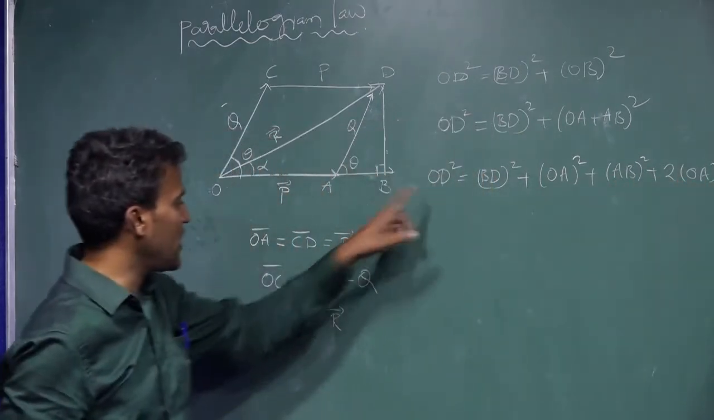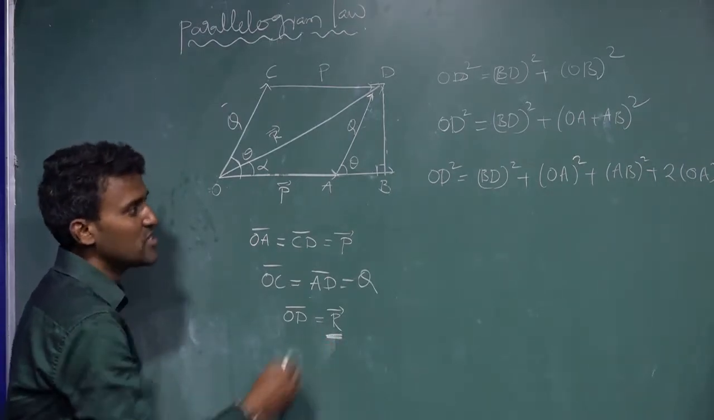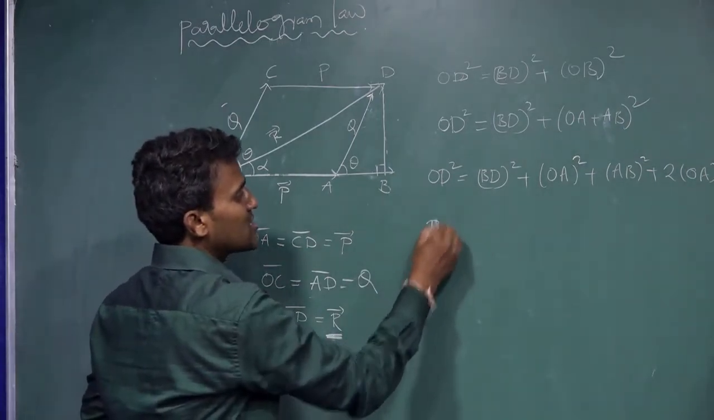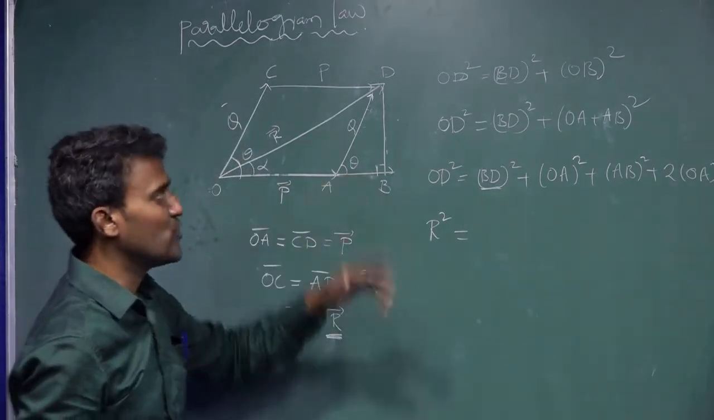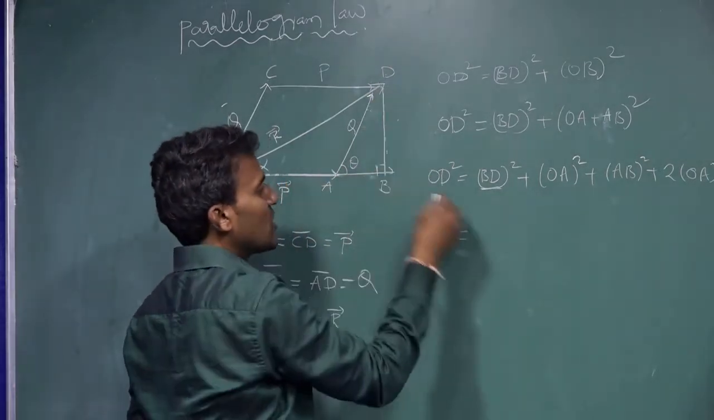Now in this one, what is OD here? OD is equal to R, I am writing. R square is equal to, what is BD? BD is unknown. We don't know that BD value.